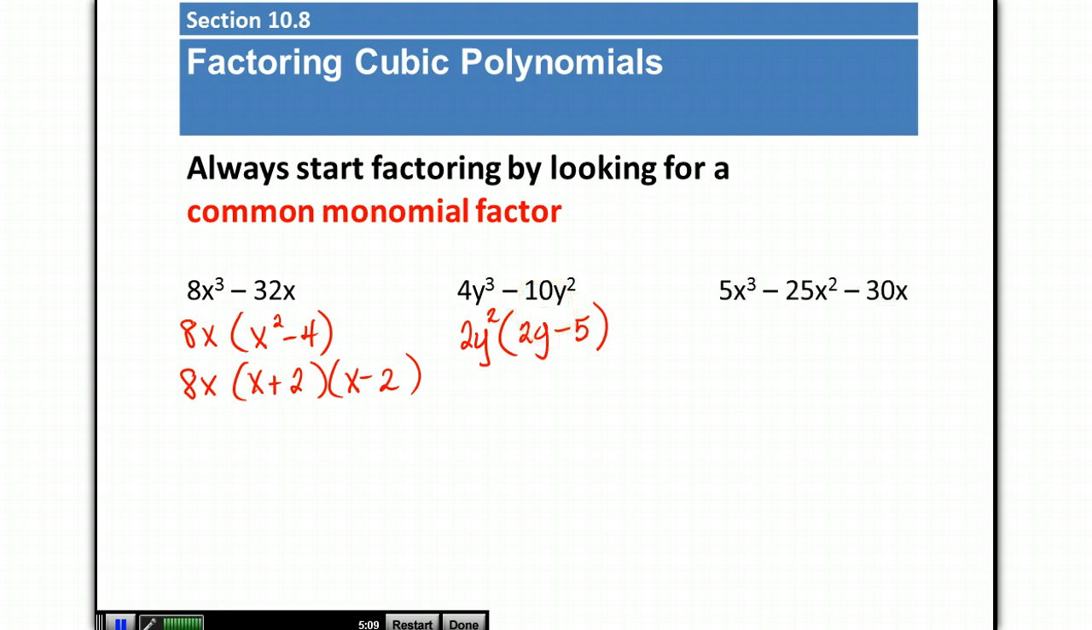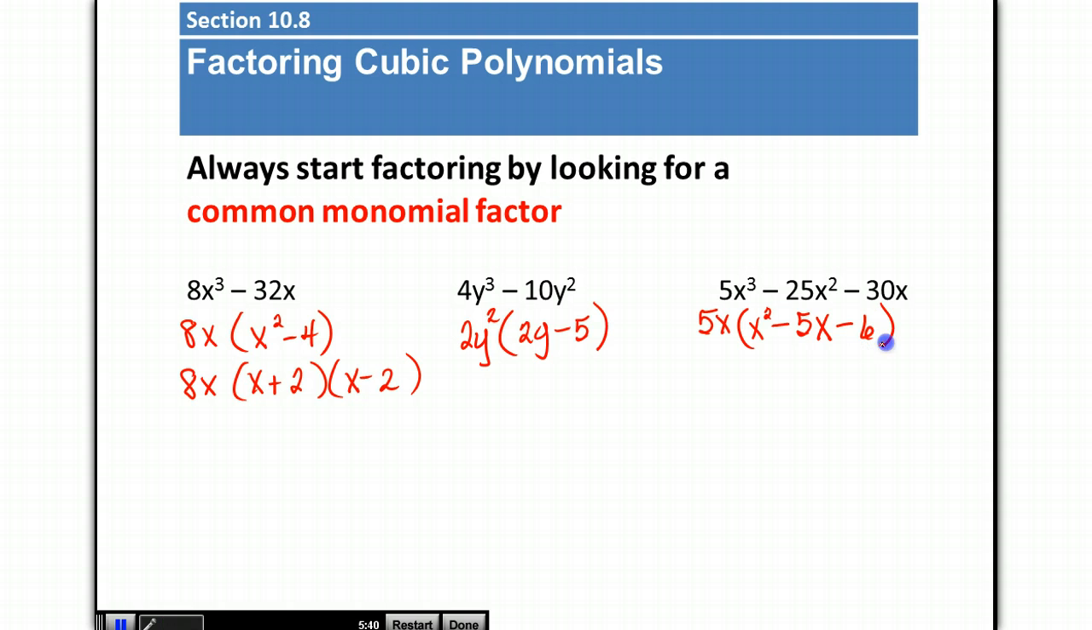Third example, we want to first start by factoring out a common monomial factor. What do these three guys all have in common that we factor out? 5x. We factor out a 5x. When we divide this first term by 5x, what do we have left? x squared. The next one we have minus 5x. And the third term, when we divide by 5x, what's left?